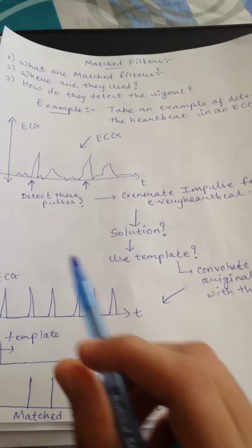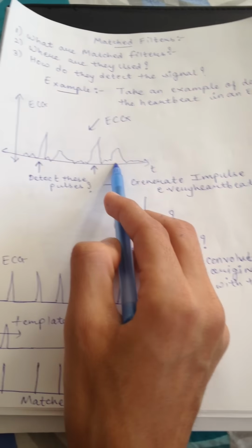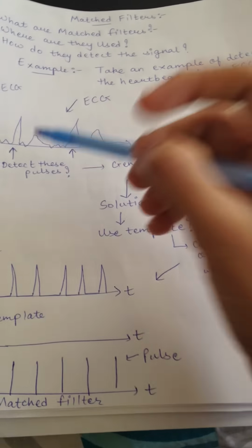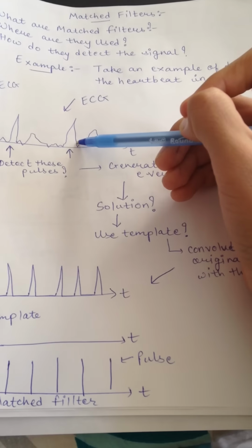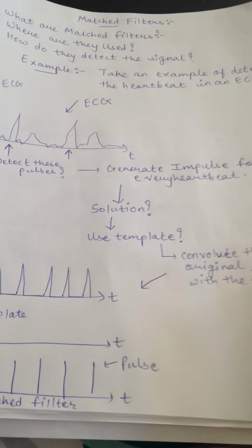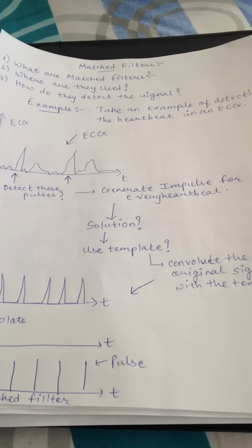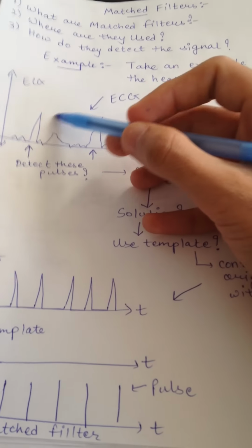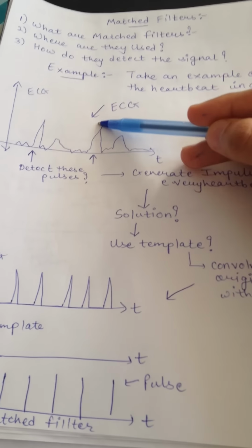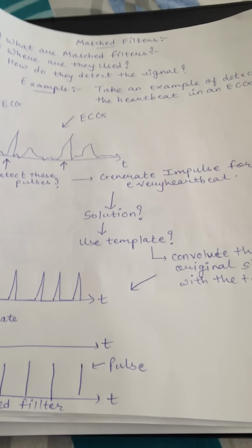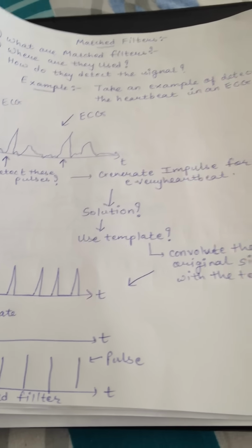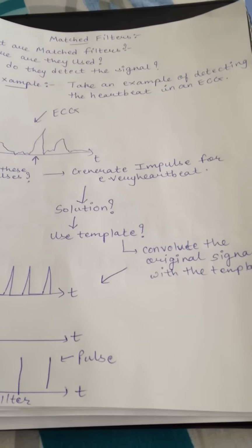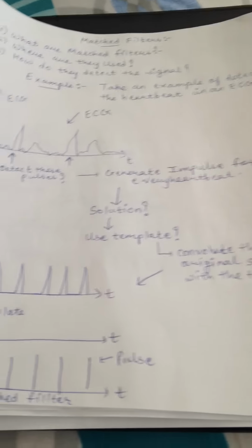The example will be this ECG signal. It's a random signal, and we need to detect pulses like this from an ECG signal. In order to detect the pulses, we need to generate the impulse of every heartbeat, every pulse that we can see in an ECG that we need to find. So what's the solution? We need to use a template and convolve the template with the original signal. That's when we can get the impulses of the heartbeat from an ECG.